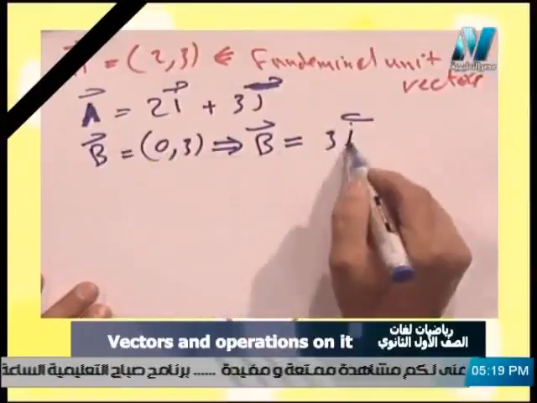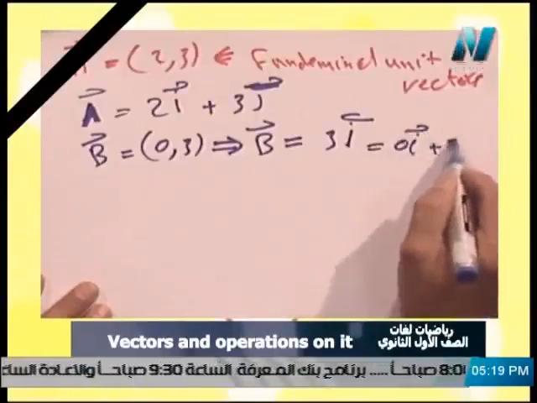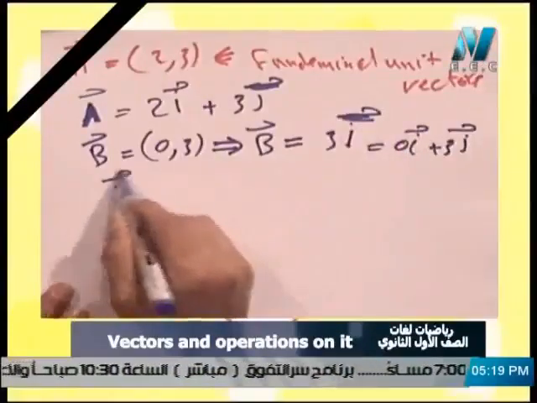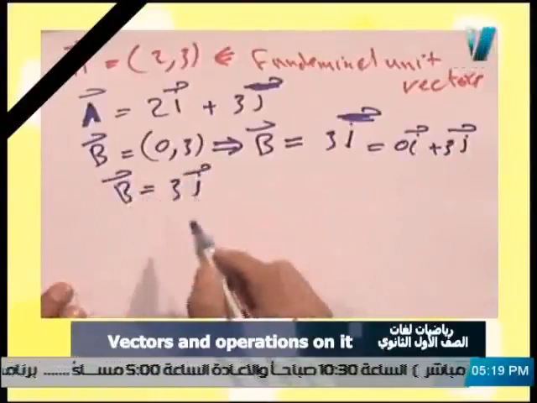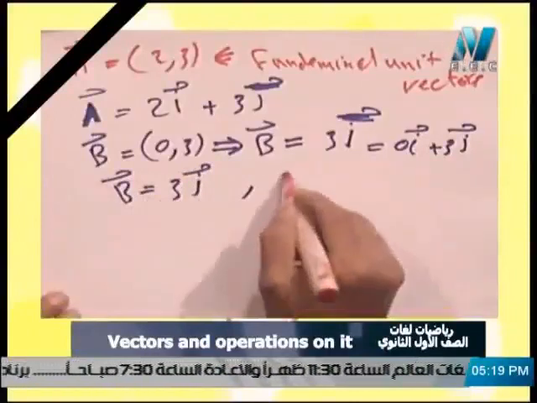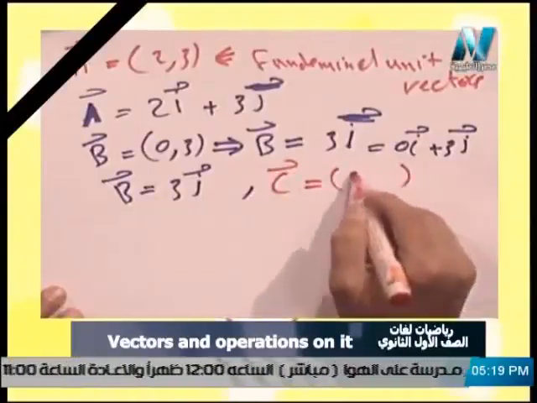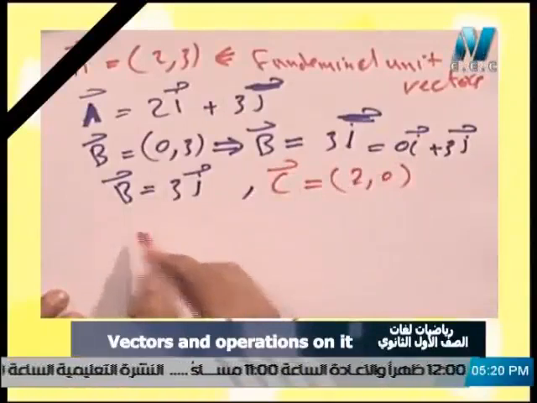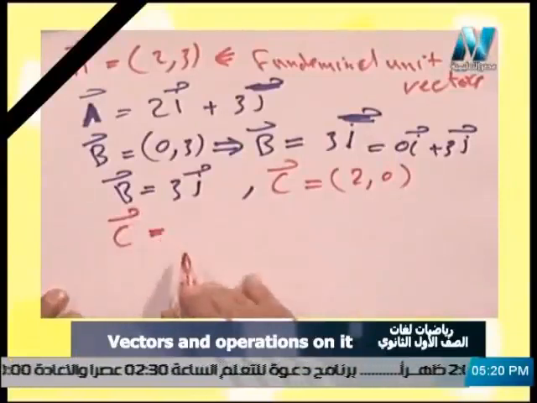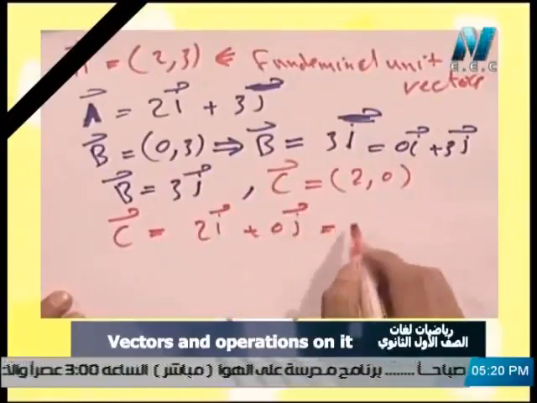Why 3j? Because we have here 0i plus 3j. Okay, so b can be written as just 3j. And if we have another example, the vector c, and vector c equals (2, 0), and we want to express it by fundamental unit vectors, we write c as 2i plus 0j, so it's equal to 2i.